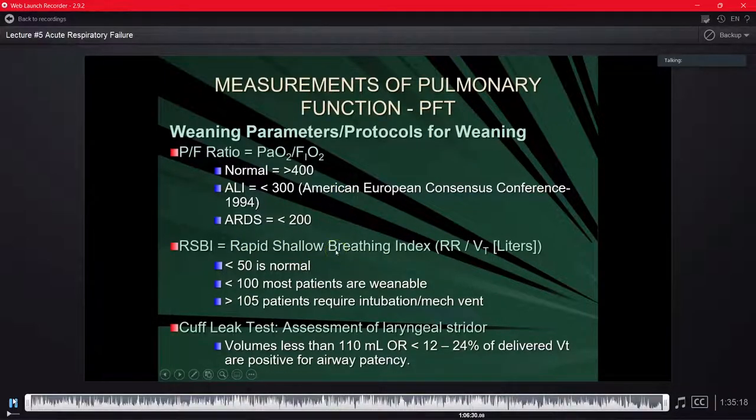So let's talk really quickly about weaning. Weaning is not one size fits all. I've said it again. You have to look at your PF ratio. What I mean by that is you have to look at your partial oxygenation, so your PaO2 in your arterial blood gases, and you have to look at your FiO2. And what we're looking for is a value greater than 400 on your PF ratio.